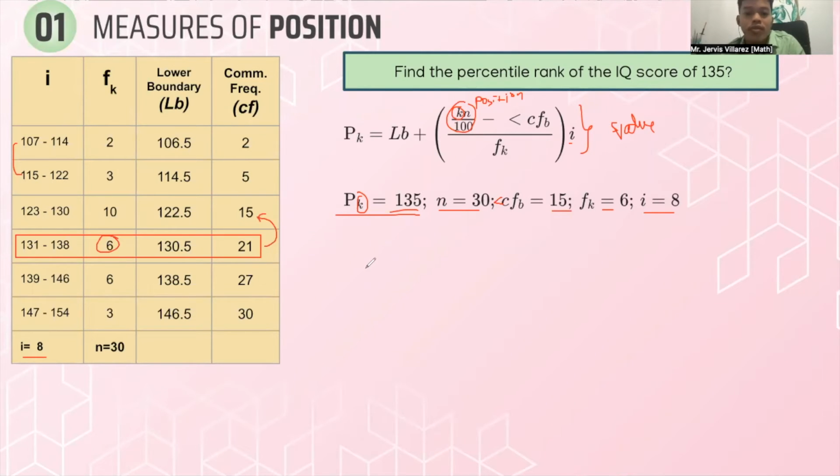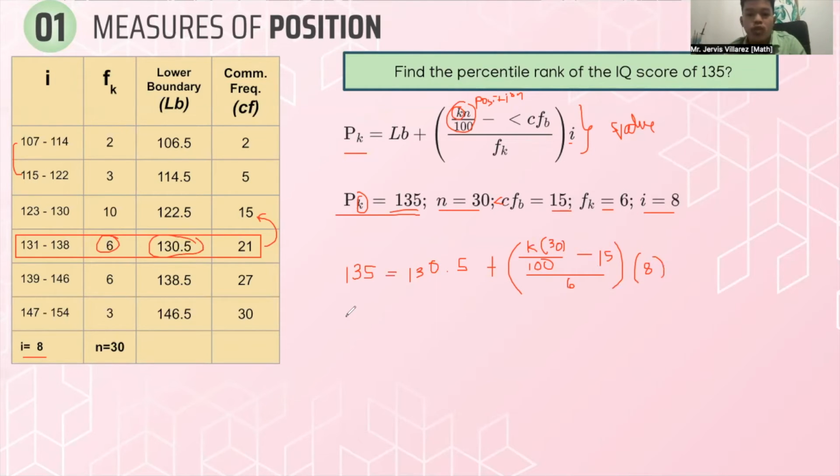All we have to do is substitute them. Since Pk is 135, that will be 135 equal to the lower boundary. I forgot to mention the lower boundary is 130.5. So 130.5 plus, we're missing k, so it's unknown, but we know our n, which is 30, all over 100. Now, the cumulative frequency before is 15, all over the frequency of the class, 6, multiplied by the class size.